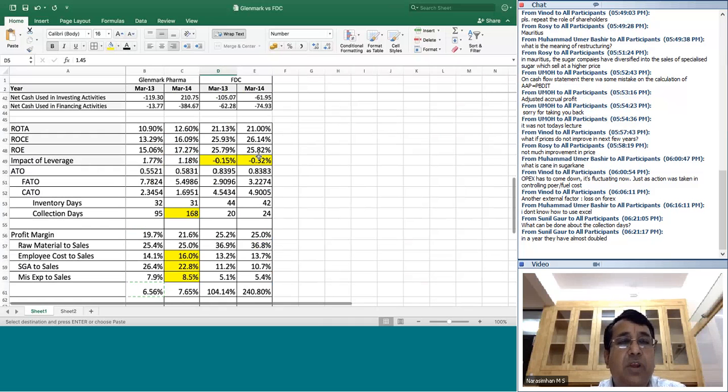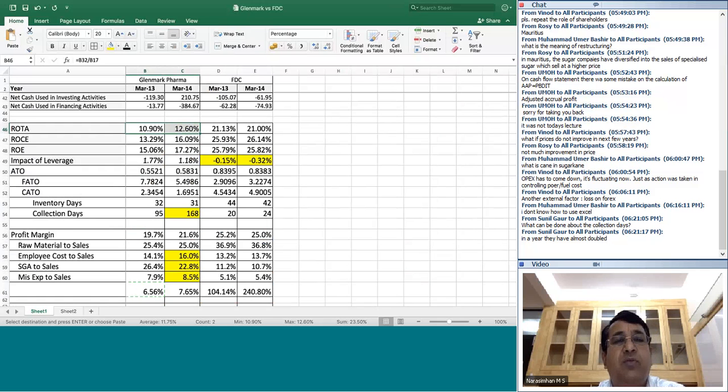So overall, when you look into these two companies to answer the case questions, Glenmark's performance is improving. When you look year on year, 2014 performance is slightly better than 2013 performance. So there is an improvement happening. Whereas when you look into the FDC, it's more of a status quo. There's not much change happening, right? The return on equity 25.79 has become 25.82, 25.93 has become 26.14, 21.13 is now 21. So more or less a status quo company.